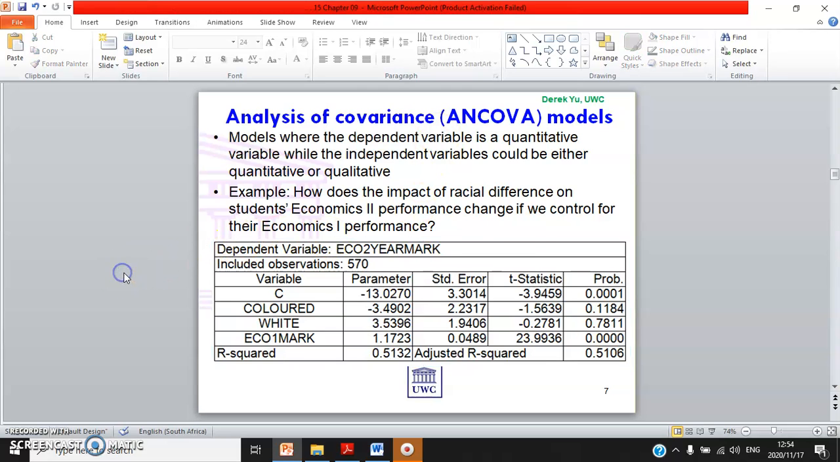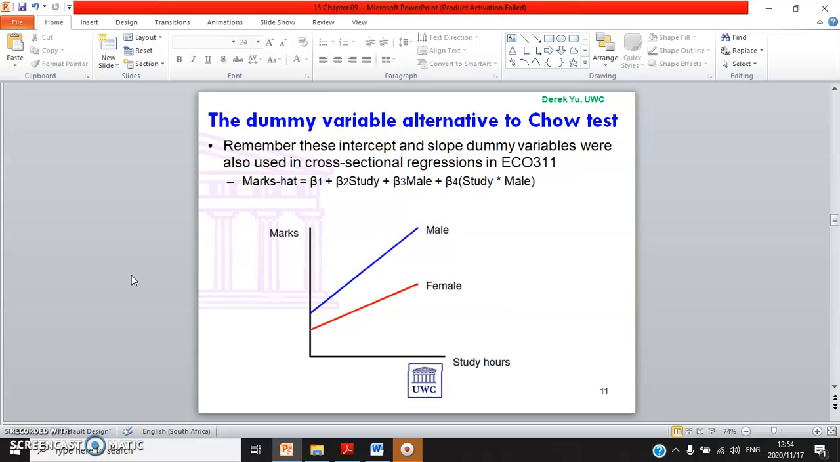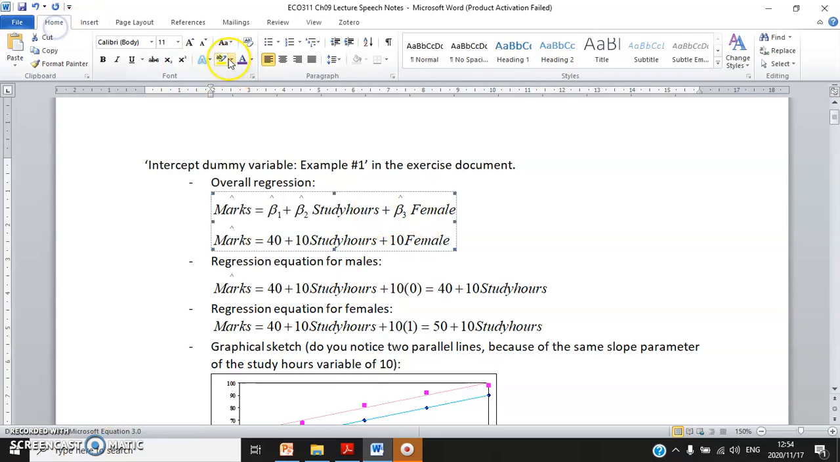So if you see a combination of the normal quantitative variables and then the qualitative dummy variables, we call this an ANCOVA model. Okay, and then now I want to move on to the next part, which is about the difference between intercept dummy and slope dummy. Okay, so we can look at this example, actually coming from your in-class exercise.